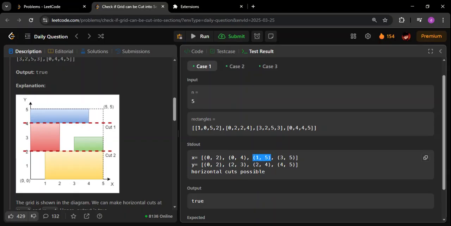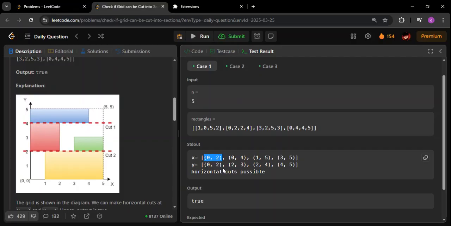So 1 comma 5 means the yellow color rectangle. It is starting at x equal to 1 and ending at x equal to 5. Similarly, the green color rectangle is starting at x equal to 3 and ending at x equal to 5. The blue color rectangle is starting at x equal to 0 and ending at x equal to 4. The red color rectangle is starting at x equal to 0 and ending at x equal to 2. So I'm only capturing the x portions in the x array.